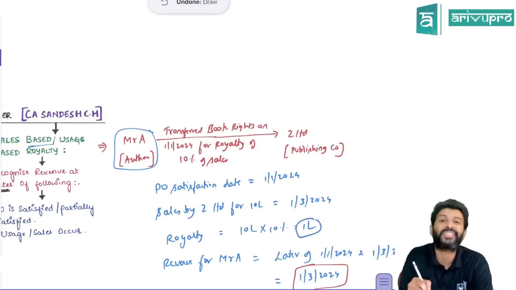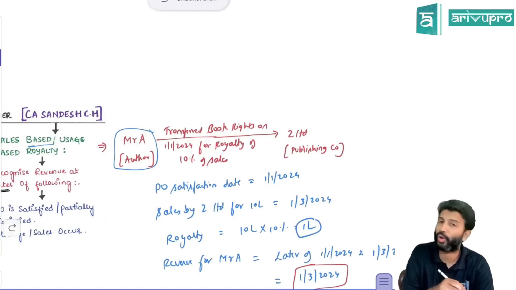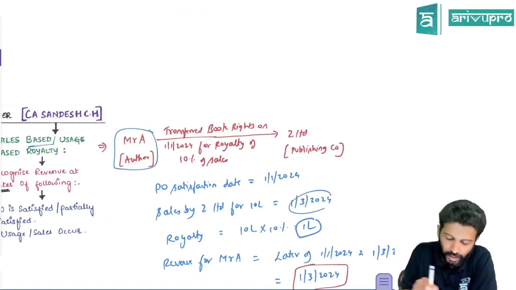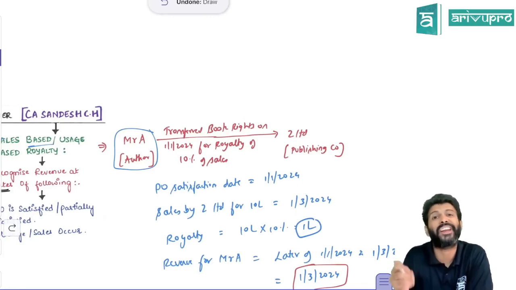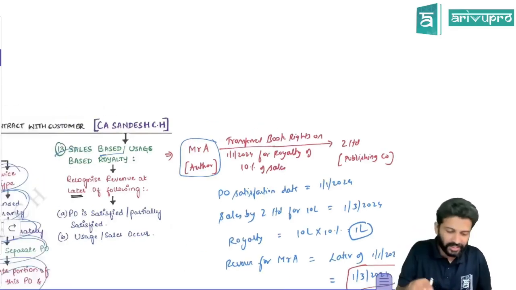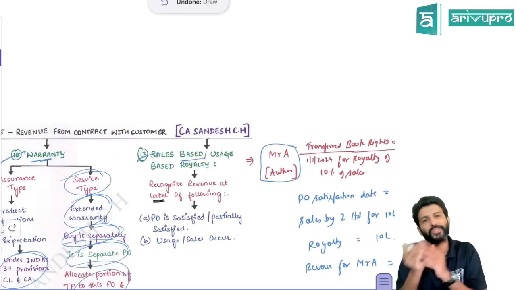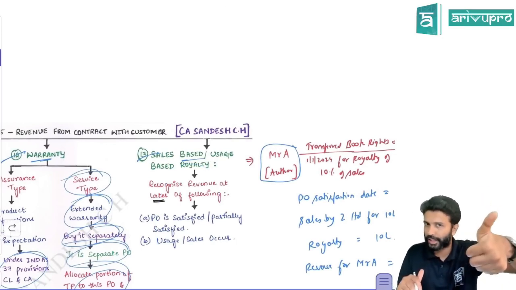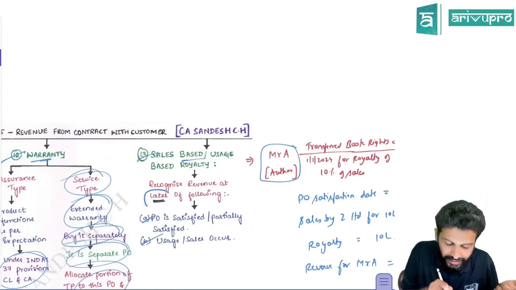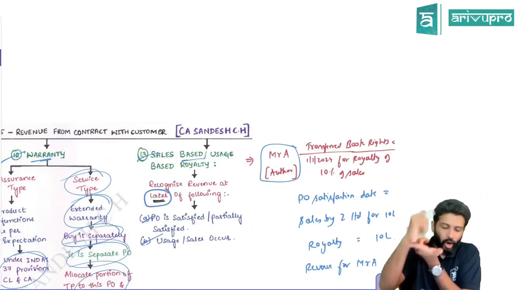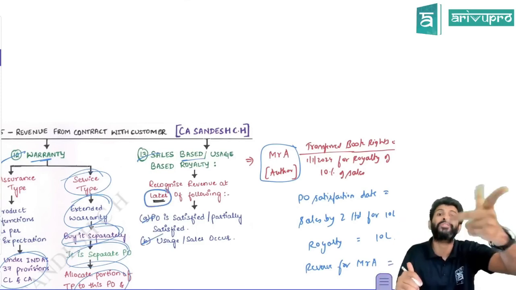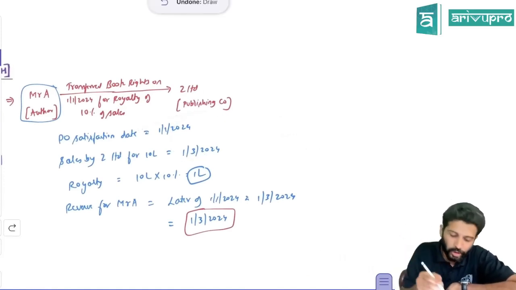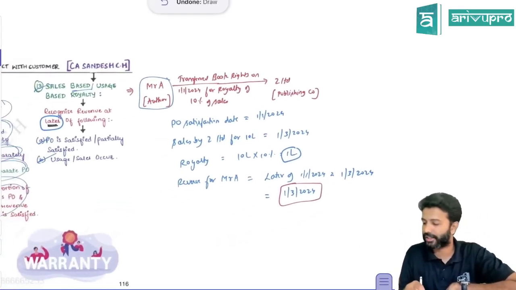So when should A recognize this revenue of 1 lakh? On 1st January? No. Though A satisfied his performance obligation on 1st January, he can recognize his revenue only on 1st March, the date on which the sales were made. So this is a specific or exceptional case. In case of sales based or usage based royalty, you recognize the revenue on the date of performance obligation or the date of sales or usage, whichever is later. Here, 1st January or 1st March, whichever is later: 1st March.